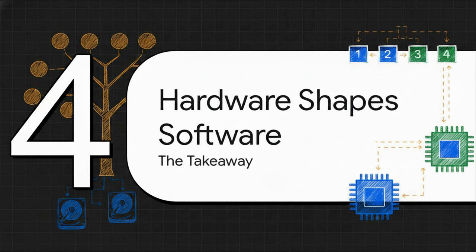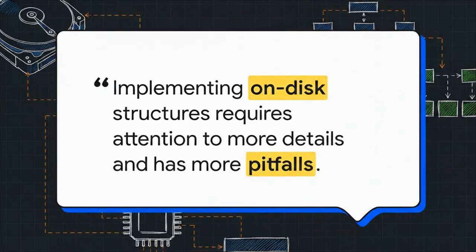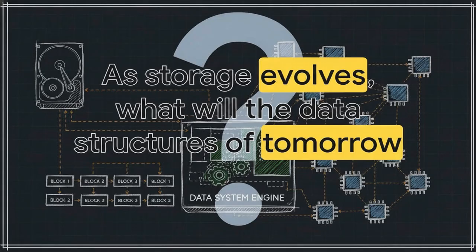This is the fundamental takeaway. Hardware shapes software. So you see, the B tree isn't just some abstract algorithm from a computer science class. It's a direct, ingenious answer to the real-world physical constraints of our storage devices. Building software that works this closely with disks isn't easy. There are a lot of details and pitfalls, but the payoff in performance is absolutely immense. This deep connection between hardware and software is what makes our modern data systems possible, but it also leaves us with a fascinating question.